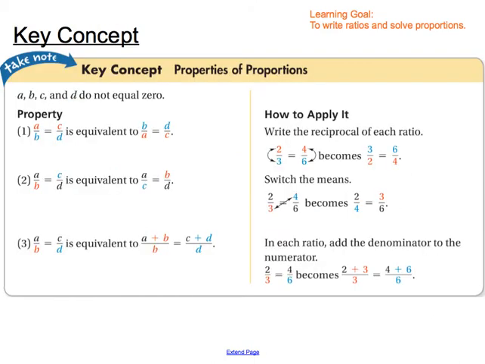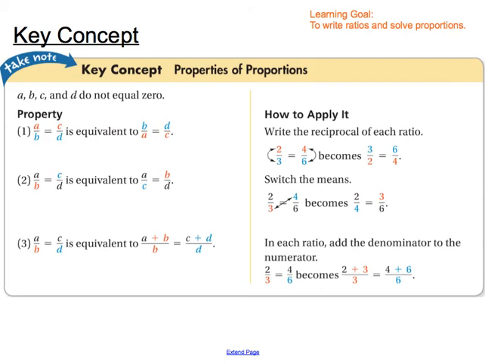Okay, so there are three properties of proportions that are commonly used when dealing with proportions. The first property allows us to take the reciprocal of each ratio. So if we have 2/3 equals 4/6, we're allowed to flip both sides and rewrite that as 3/2 equals 6/4.